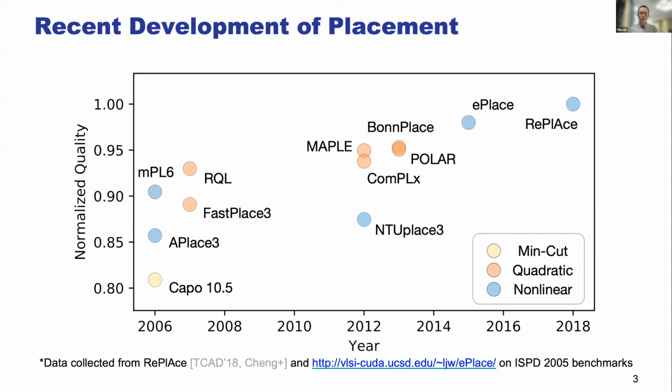In this figure, we plot the recent progress in placement. From 2006, the placement quality has been improving. Current state-of-the-art results have been achieved by the ePlace family, which adopts a flattened nonlinear optimization approach. As the placement quality is always the top concern, we will focus on the ePlace approach in the rest of this talk.